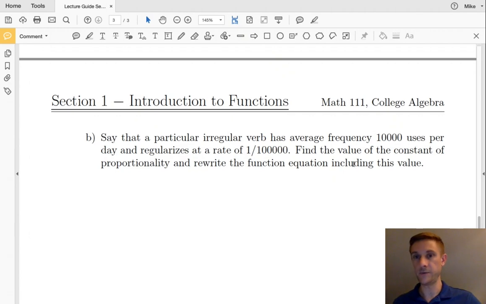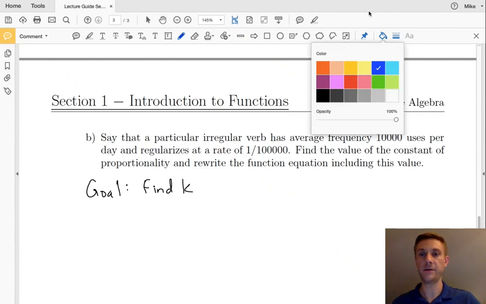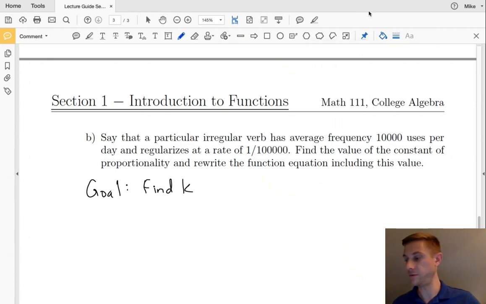So great. I think we have a fairly concise goal in mind, and that is to get ourselves a formula. Goal: find k so that we can write that equation from up above without any unknowns in it. Okay, so what we've actually been handed here takes a second to piece through, but basically we have been told an average frequency, and we have been told a regularization rate.